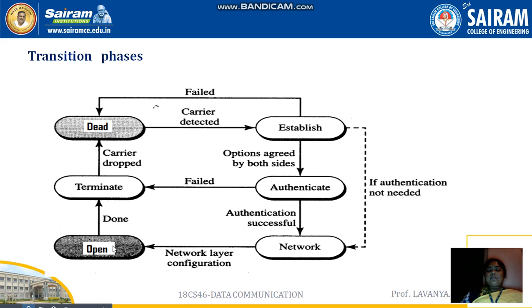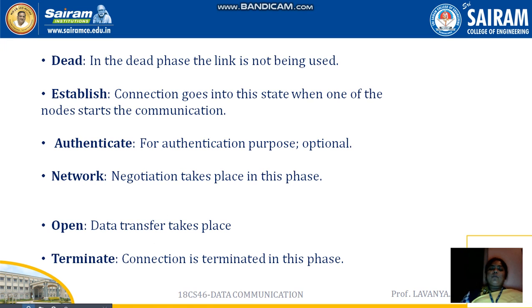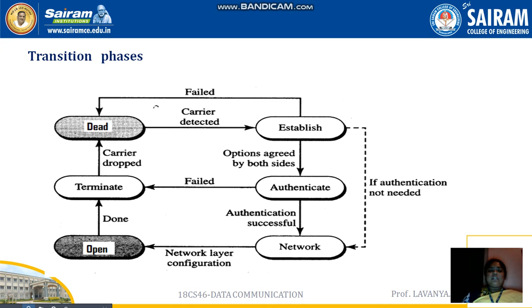The next one is the open phase. In the open phase, the data transfer takes place. After the establishment and the authentication, it goes to the network layer, which negotiates that particular information. After that it goes to the open stage, where they start the transaction. Once the transaction happens, the complete phase will be terminated. If there is no problem in between, the transaction is terminated directly. So this is our transition phase.